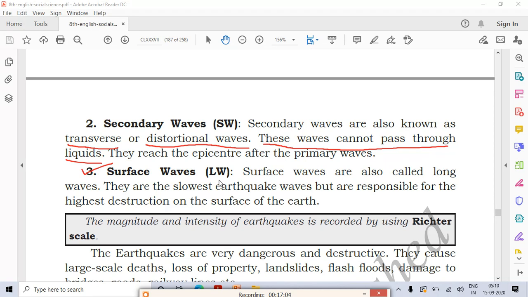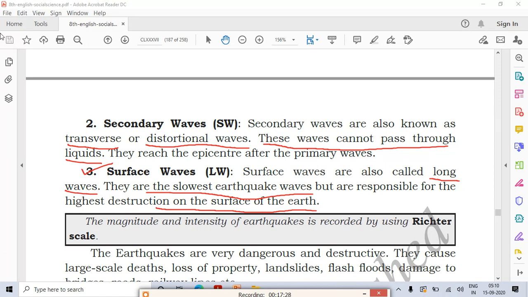Now we'll read about the third type of wave, that is called the surface wave. Its short form is LW. Surface waves are also known as long waves. Since it is known as long waves, that's why they have given the symbol LW. They are the slowest earthquake waves. They are slower than the other two we have read, but are responsible for the highest destruction on the surface of the earth. They are slow, but they cause a large amount of destruction on the surface of the earth.